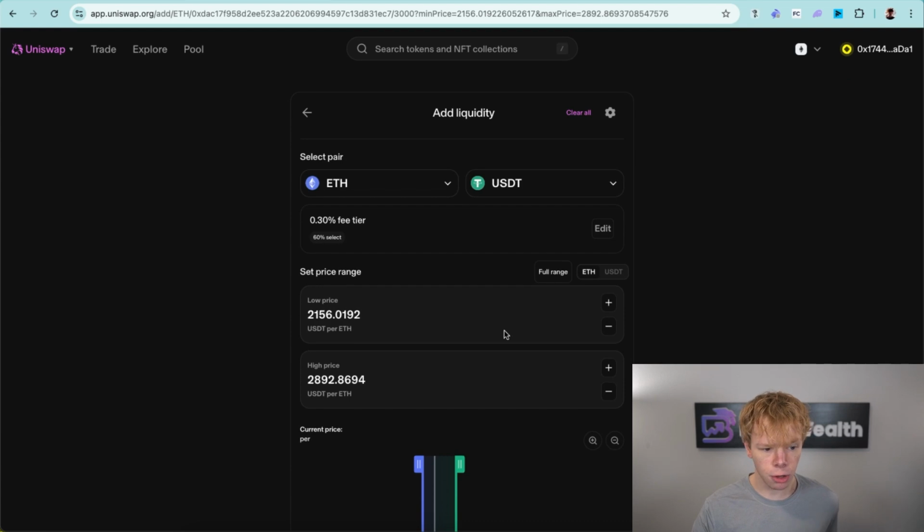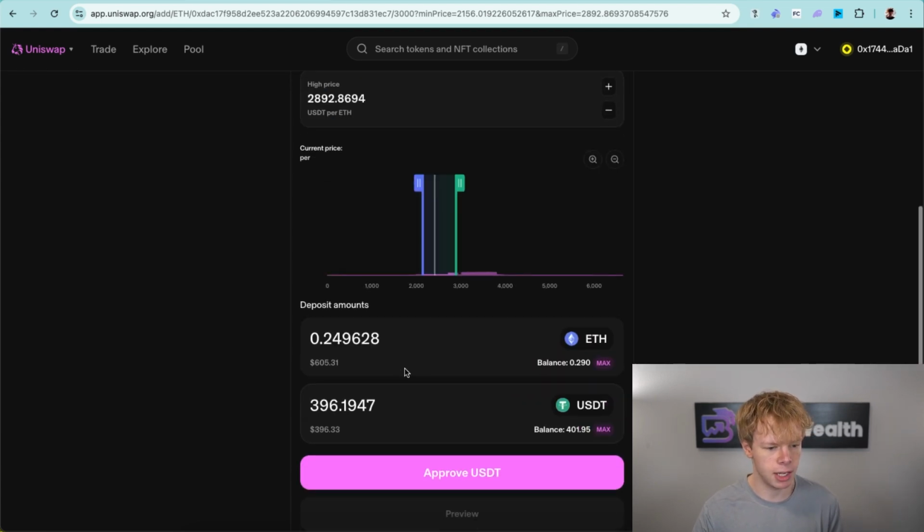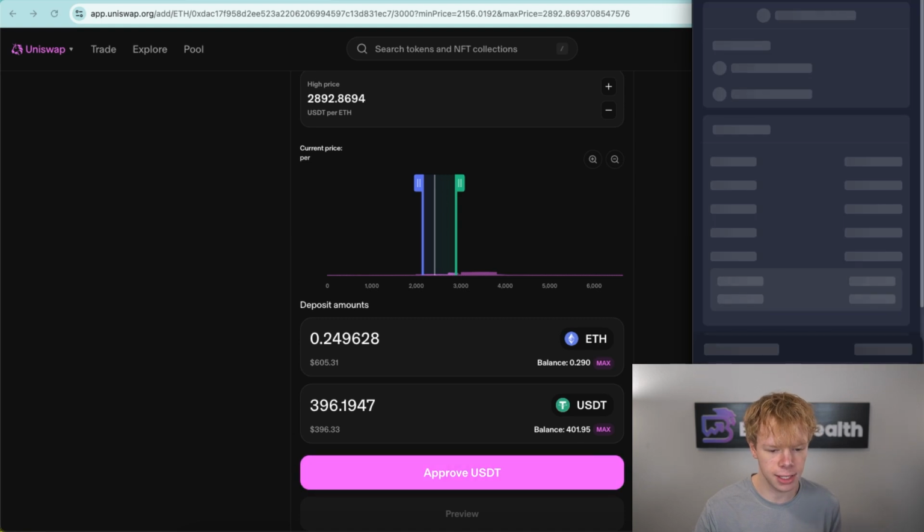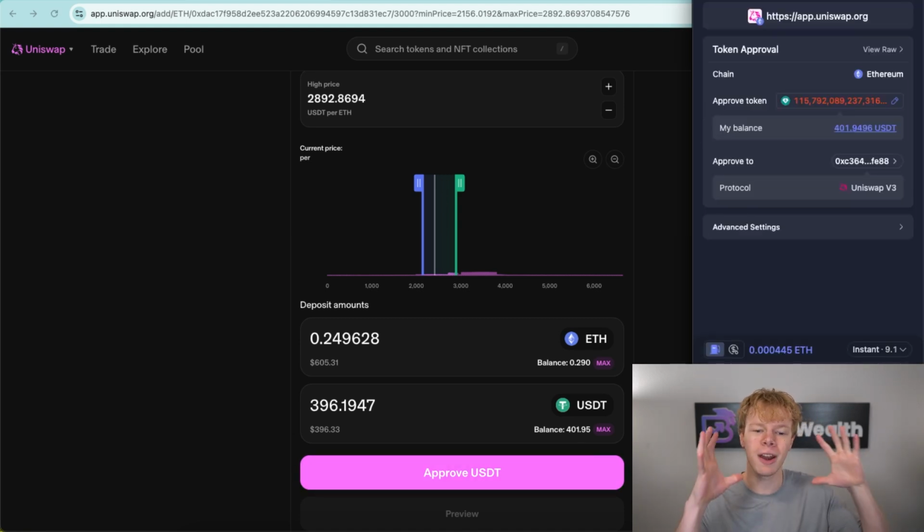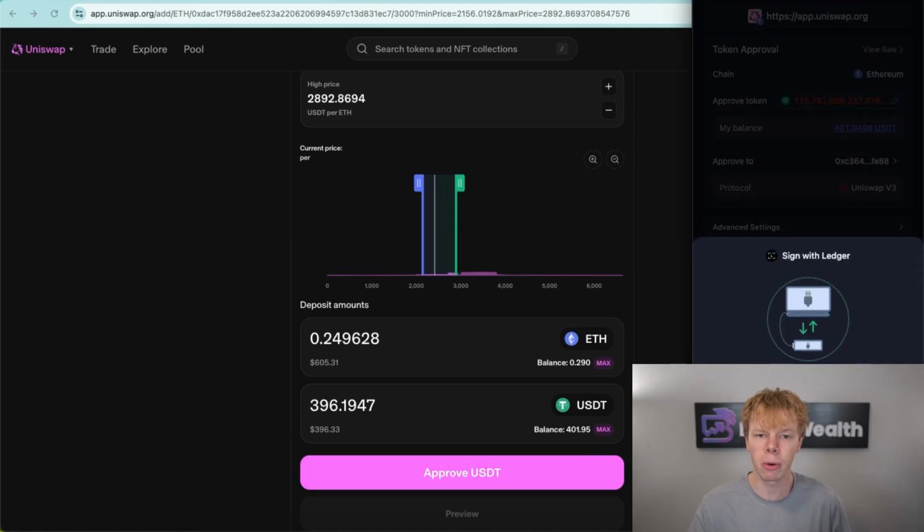So I got the position all loaded up. I got the min price, the max price, and then I got the actual deposit amounts. All that's left to do is actually approve the assets and then deploy our capital in the pool and wait a week to see how these perform over the course of a week.